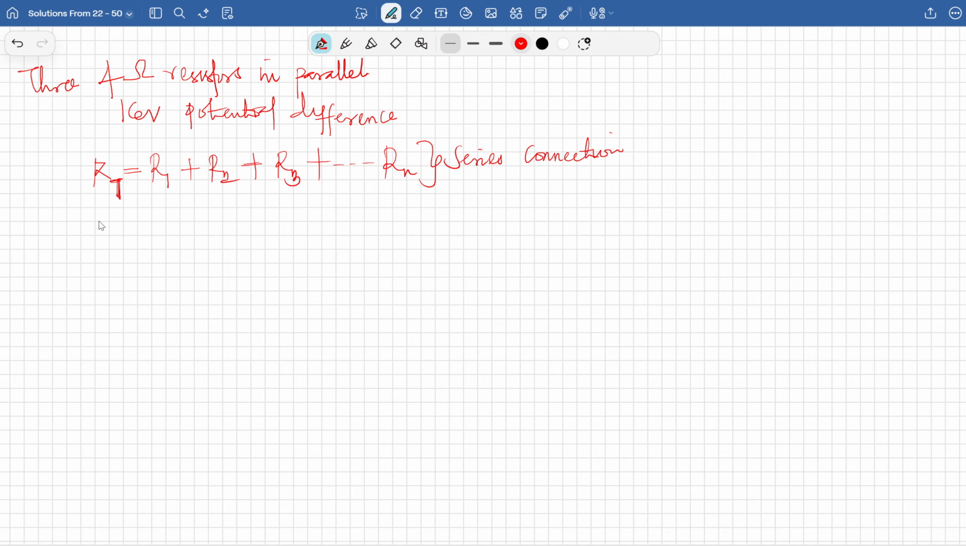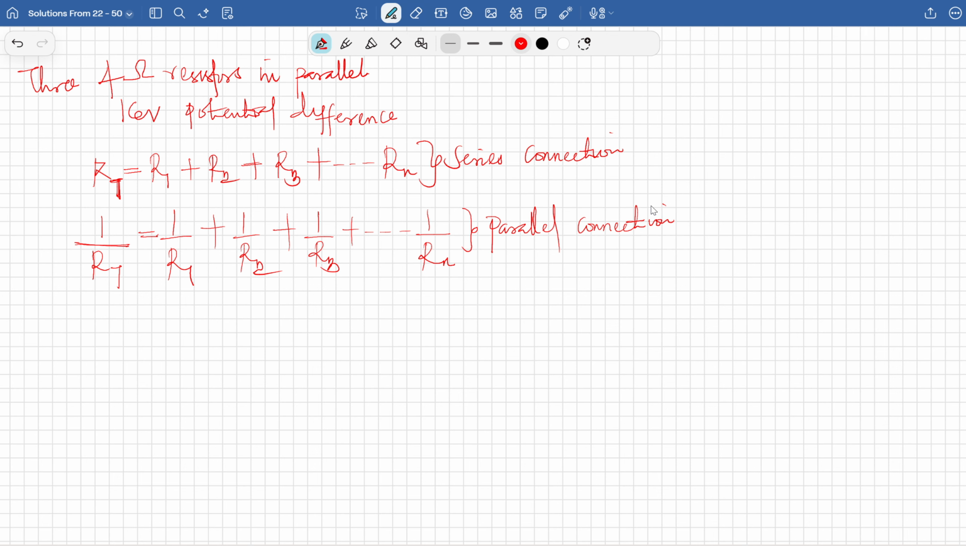And if it is for parallel connection, you're going to have 1 over R total equals the inverse of everything there: 1 over R1, plus 1 over R2, plus 1 over R3, up to 1 over the last resistor that you have. So this is for the parallel connection.